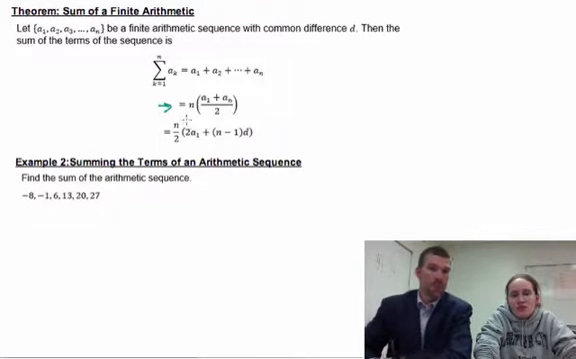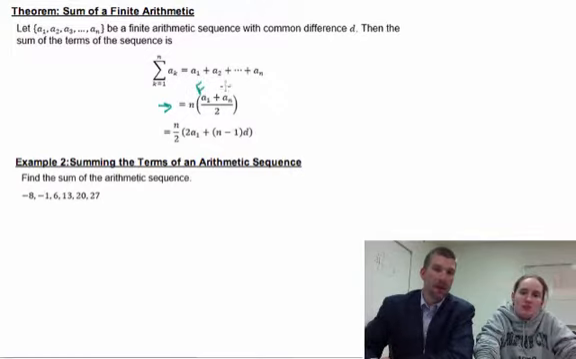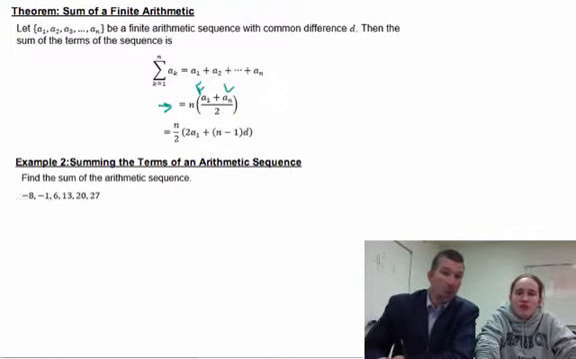So n is the number of terms. First term plus last term, divided by 2, times the total number of terms. So we could very easily add this up and find the finite sum of this problem.